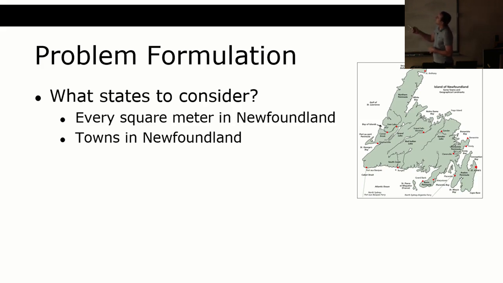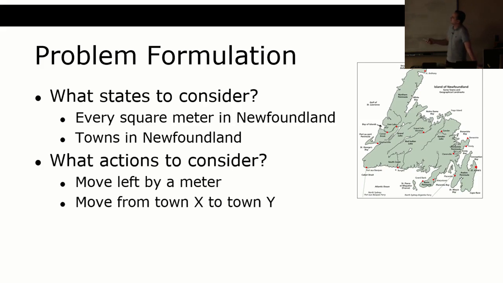So go from St. John's to Clarenville, and you would have some assumed knowledge there that there might be a road connected between them or whatever. So which actions do we consider? Well, I just said that. You could consider moving left by a meter or a centimeter, moving from town X to town Y, moving from grid location X to grid location Y, and this is a decision that you have to make, right?